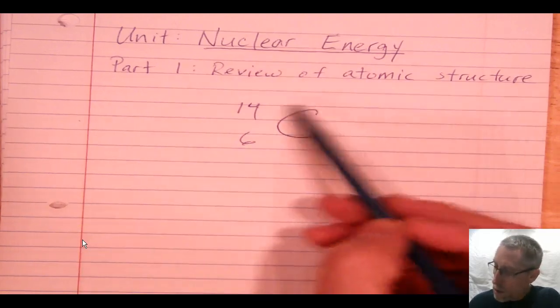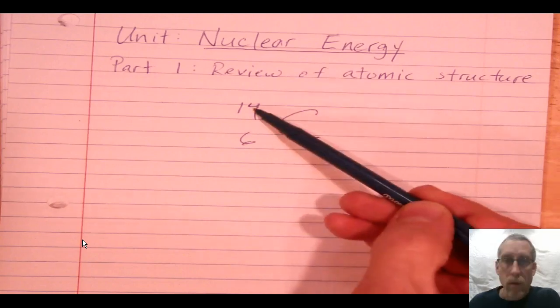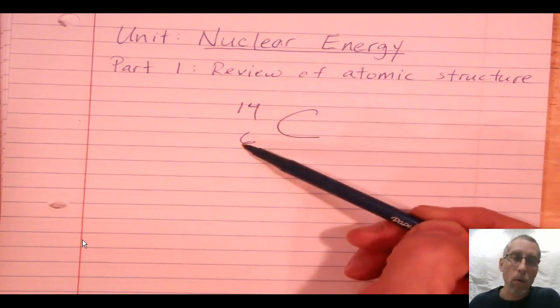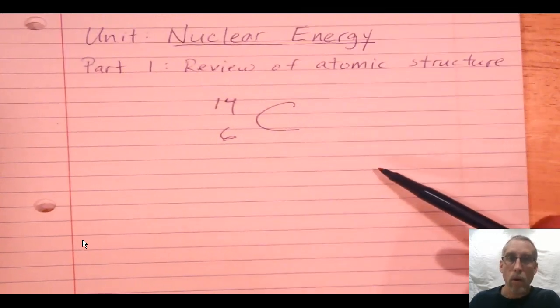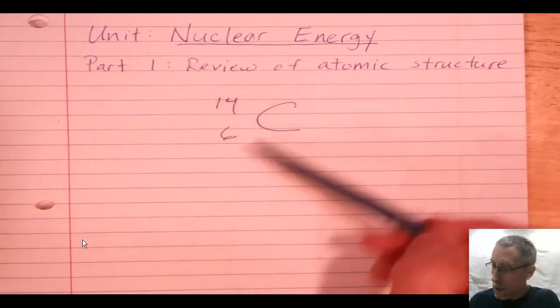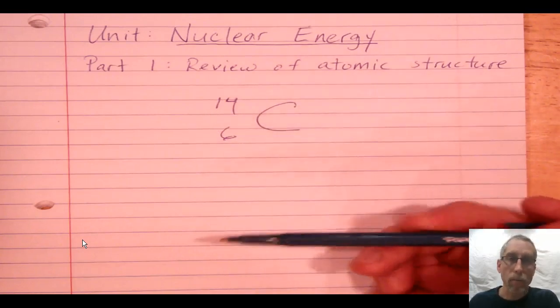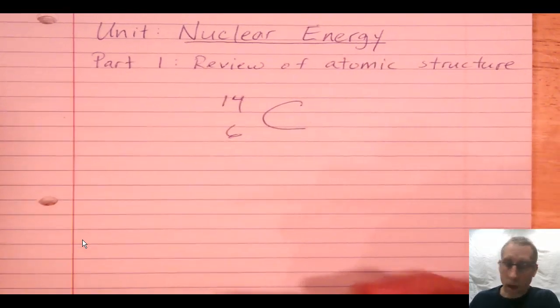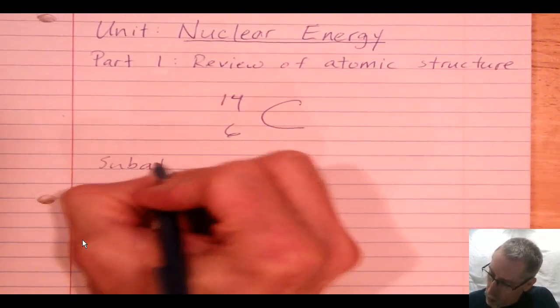So this is a symbol that comes from the periodic table. You might recognize that as carbon. This number up here is called the mass number for this particular atom of carbon. And this right here is what we're going to usually refer to as the charge of this particular atom. So in nuclear chemistry, it's these two numbers that are most important in understanding what's going on. So let's back up a step and talk about what we call the subatomic particles.